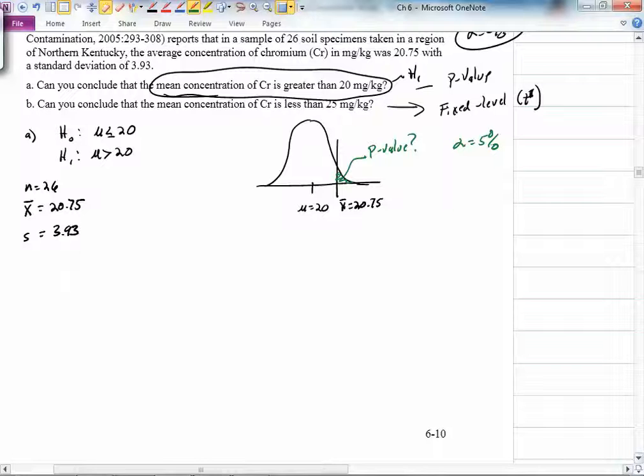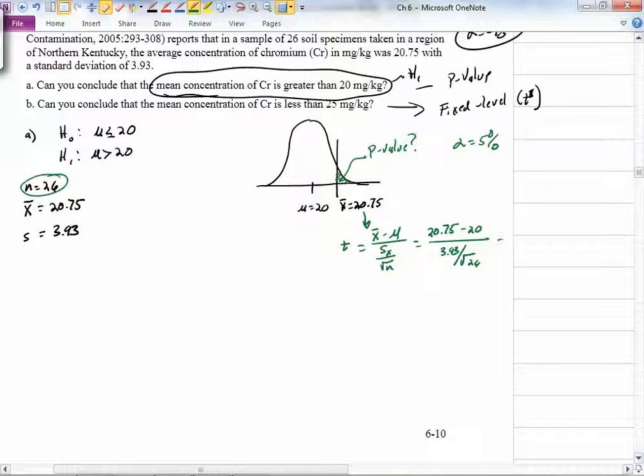So to get this p-value, I need to convert this x bar into a t. Not quite a z, because we're not quite at 30, but we want a t there. So x bar minus mu over the standard deviation of x bar, which is individual measurements over square root of n. So 20.75 minus 20 over 3.93 over square root of 26. I got 0.973.